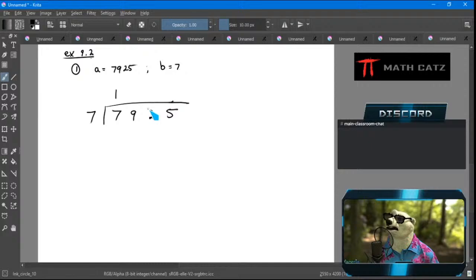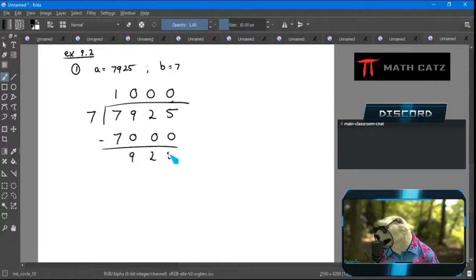Well, maybe I can write it like this. Maybe that's better. 7 goes into 7,000 1,000 times. 1,000 times 7 is 7,000. So that shows how much of my original number is accounted for. I've used 7,000 already. So I want to subtract to see what I have left. And I have 925 left.